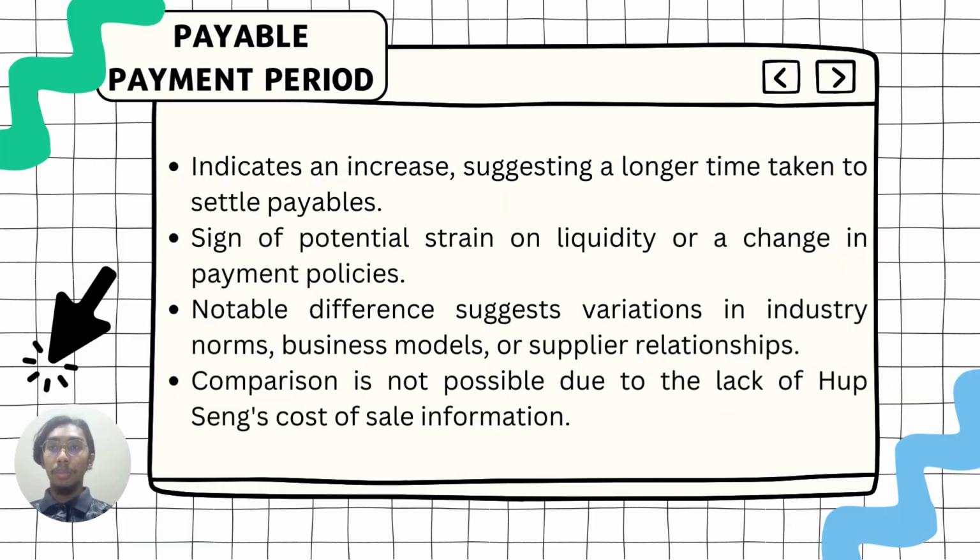Interpretation of payable payment period. An increase suggests a longer time taken to settle payables, a sign of potential strain on liquidity or a change in payment policy. Notable difference suggests variation in industry norm, business model or supplier relationship. Comparison is not possible due to lack of Hup Seng cost of sales information.